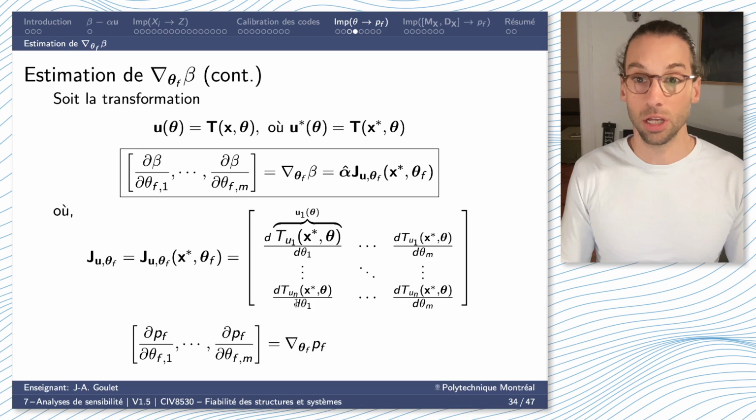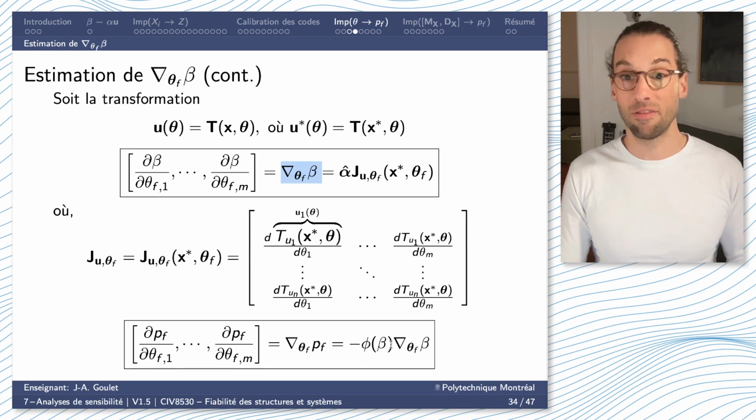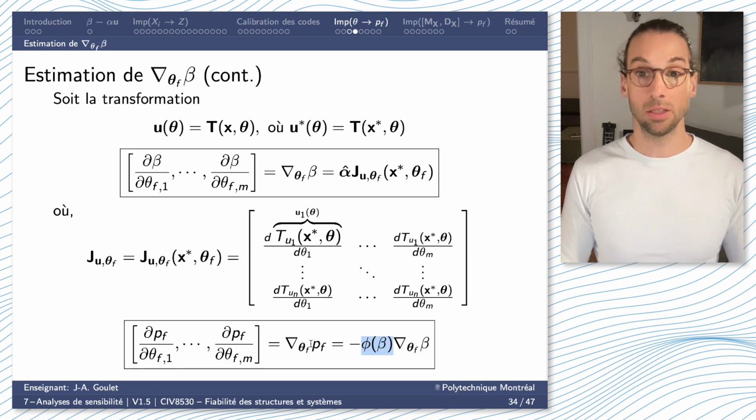What if I want the derivative of my probability of failure with respect to those parameters? I need to multiply the gradient vector I have obtained here by the derivative of the transformation from pf to beta. Remember, pf is the CDF of minus beta. The derivative of the CDF is going to give me minus the PDF of beta. So just by multiplying these quantities, I'm now going to have the sensitivity of pf with respect to those same theta.